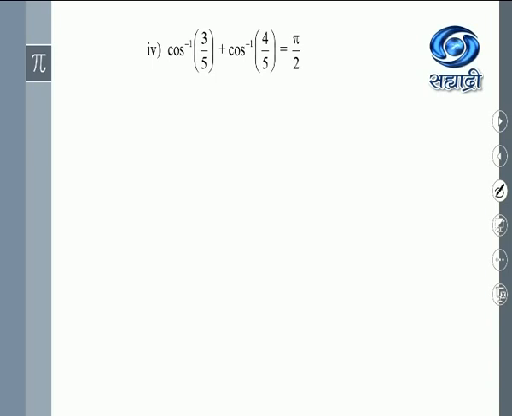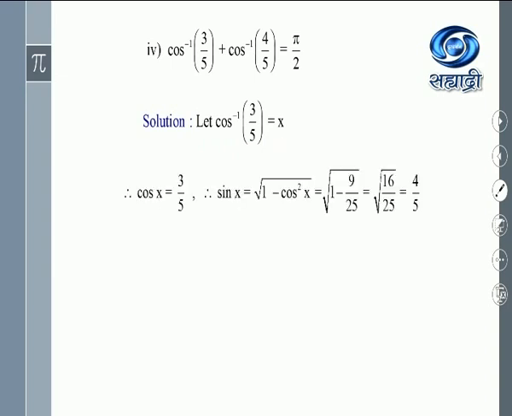Now question number 4. Cos inverse of 3 by 5 plus cos inverse of 4 by 5. You will have to prove it equals pi by 2. Again, find out the principal values for each term. Let cos inverse of 3 by 5 be equal to x. See how many times we are solving the same sums again and again. The type remains the same. But remember, though you feel this is very easy, the question arises while finding the principal value branch. You must be very careful there.